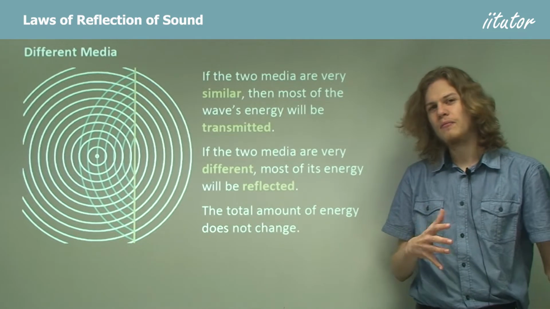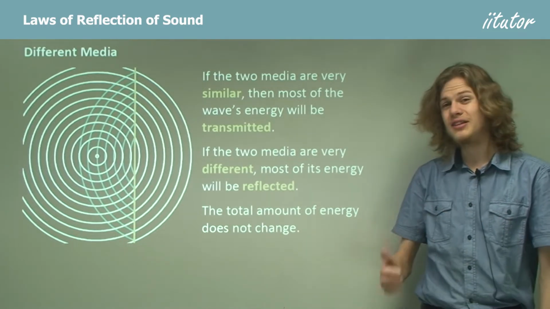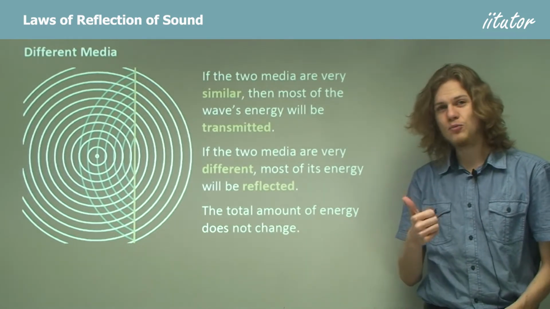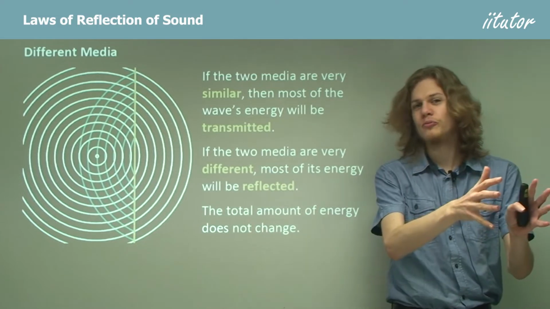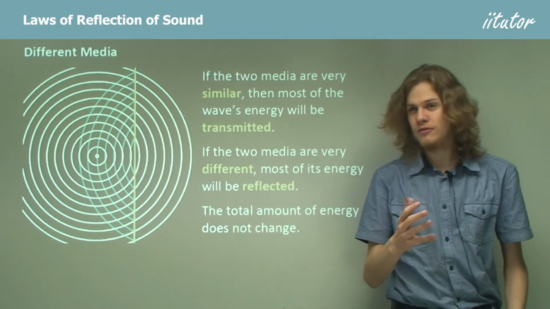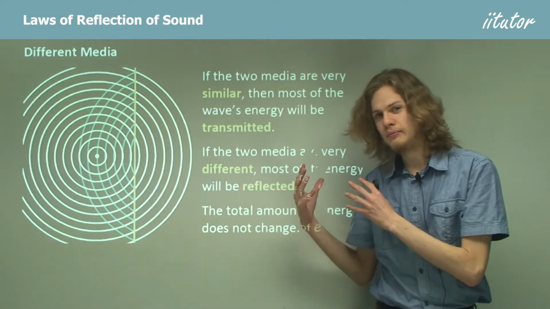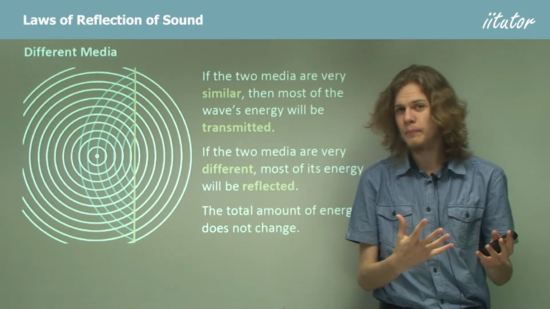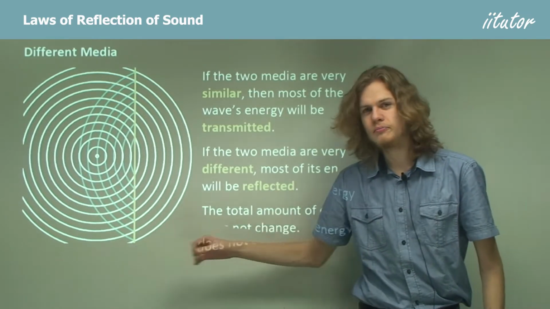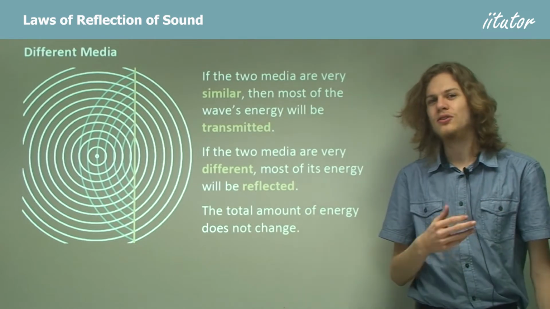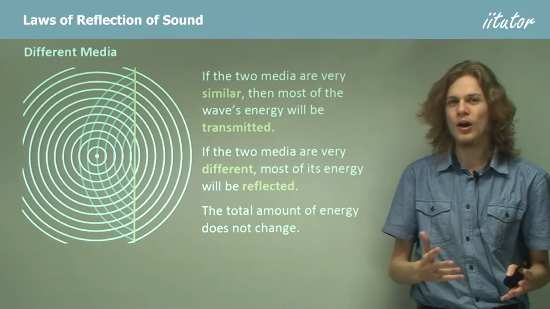So that means that we have three types of waves. We have the incident wave, which is the starting wave that's incident to some sort of barrier. We have the transmitted wave, which goes through the barrier and gets transmitted through the new medium. And we have the reflected wave, which gets bounced back into the same medium from which the incident wave came.